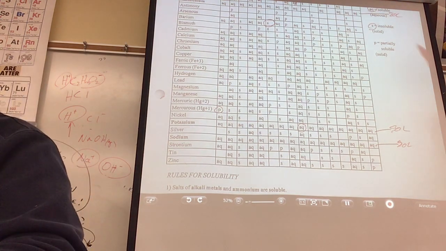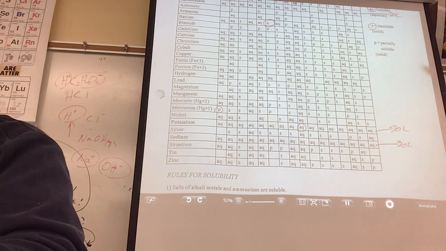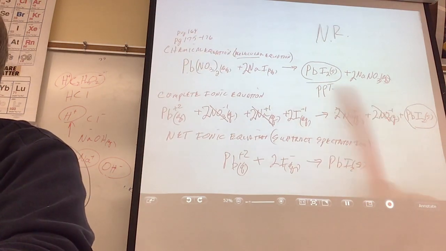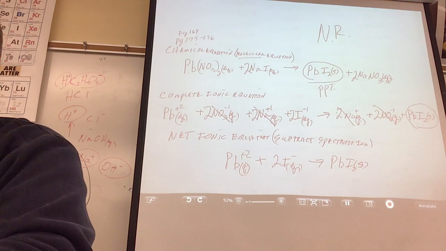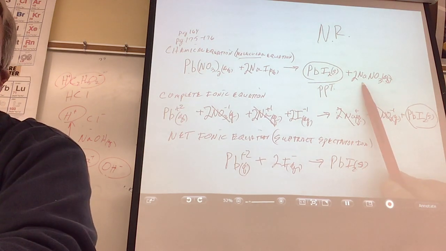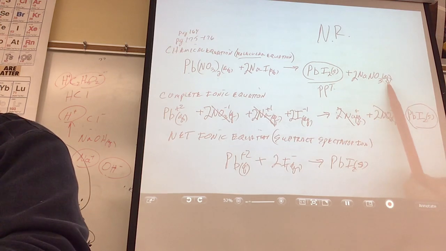Okay. Well, anyway, if you could remember these, you won't have to look up every single thing. So if I go back over here and I look at these two products, which one do I not have to look up? See, all sodium salts are soluble and all nitrates are soluble, so I know I'm going to put AQ after that.